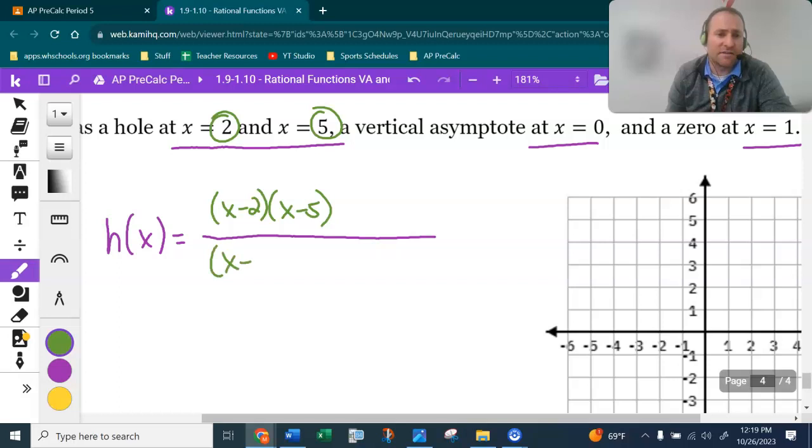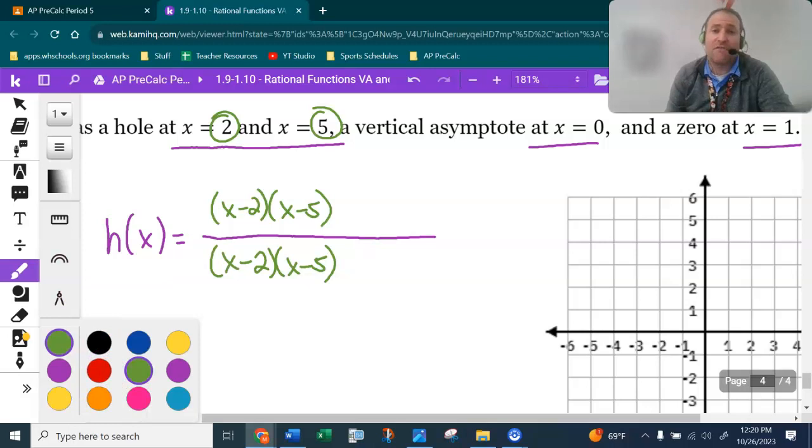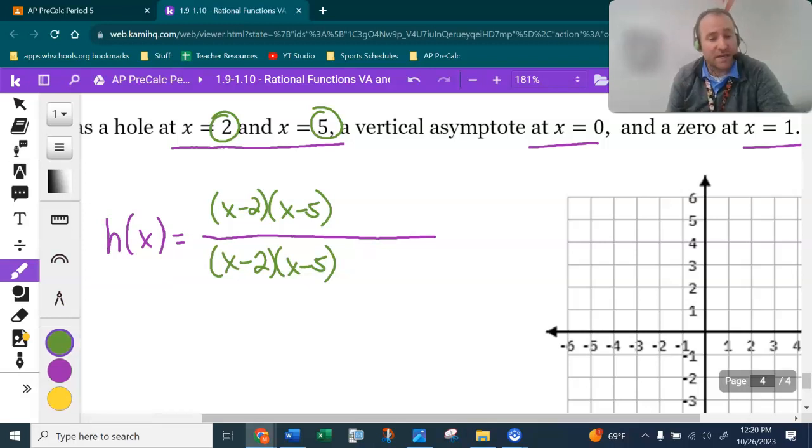We need to have a hole where x equals 2 and x equals 5, so we need an x minus 2 and an x minus 5 in both top and bottom. Those are going to simplify to 1. They're going to cancel out, and we will be left with whatever else we have. Now we need a vertical asymptote at 0, which means a value of 0 in the denominator will make our function undefined, so we've got an x. You can put it in front or in back. It is your choice. I think it's more standard to put it up front.